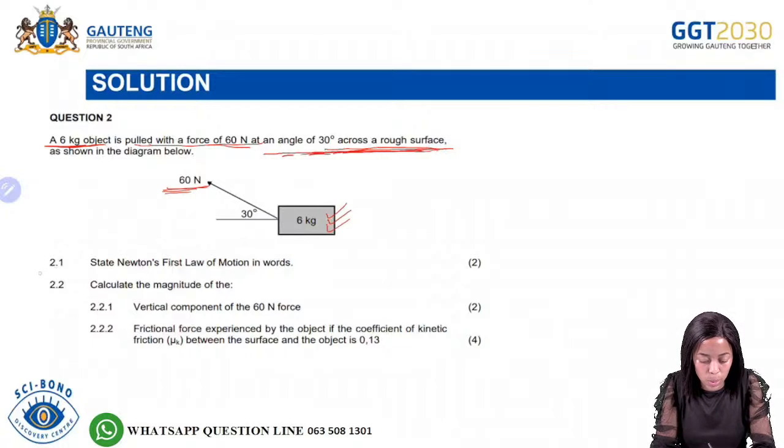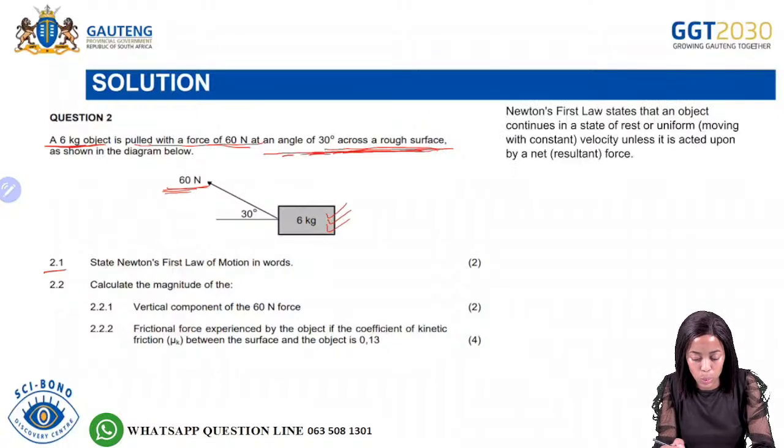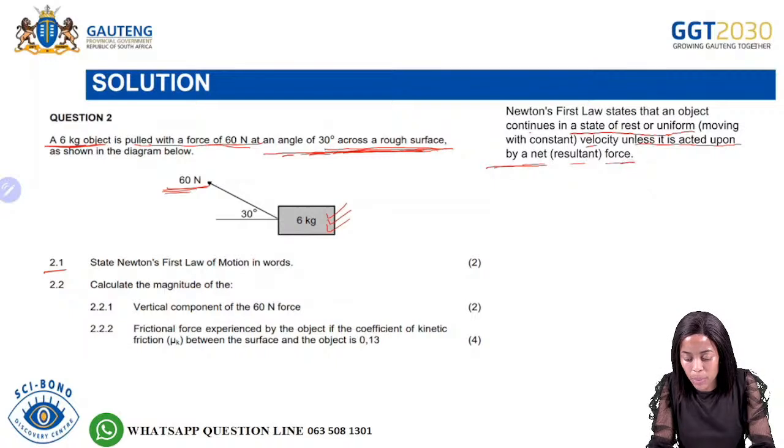Okay, so just to go back to 2.1, it says that we need to state Newton's first law of motion in words. So remember, again, you need to define it according to the examination guidelines. So it says Newton's first law states that an object continues in a state of rest or uniform velocity unless it is acted upon by a net or a resultant force. So we already did this one, so I'm just going to move along.